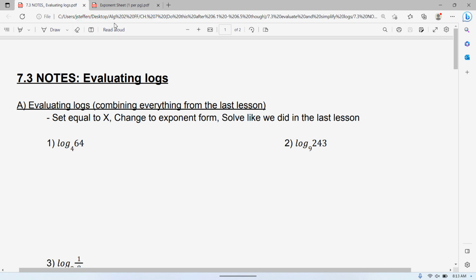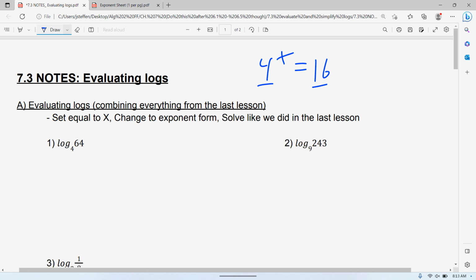This lesson is the same type of thing we did in 7.2. Remember in 7.2 we had problems where we had exponents. 4 raised to the x is equal to 16, and we had to get those both to be the same base, and then we set the exponents equal to each other. That's the first thing we did in the last lesson.